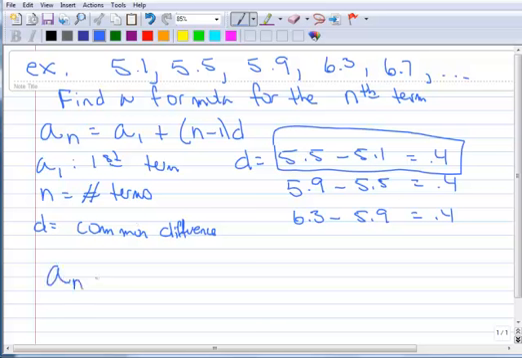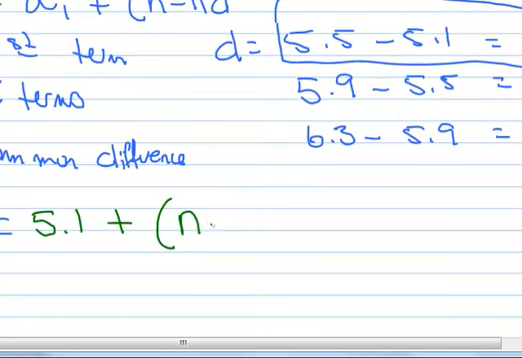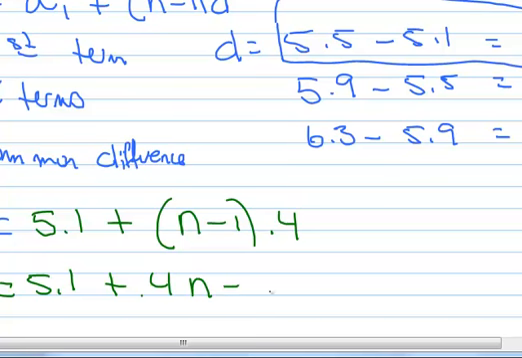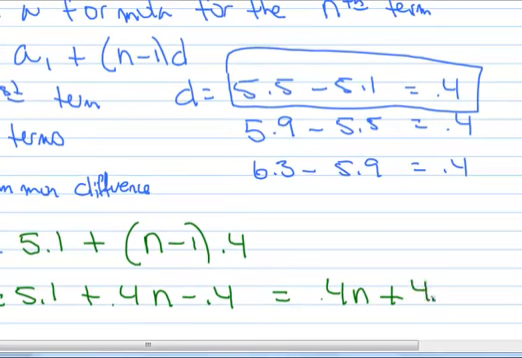So a sub n equals, well, a sub 1, that's my first term. So here's my first term, right there. That's 5.1 plus, and now because this is any term, we're just going to keep the n in there, n minus 1, times d, the common difference is 0.4. And then you could multiply this out and combine some like terms. 5.1 plus 0.4n minus 0.4. And then simplifying this, it would turn out to be 0.4n plus 4.7.